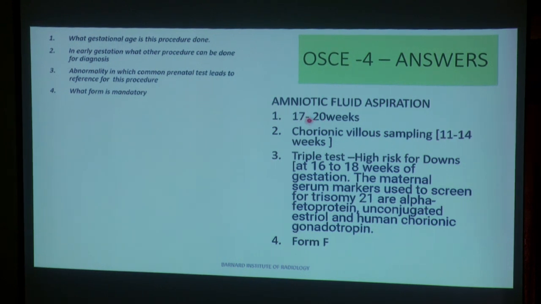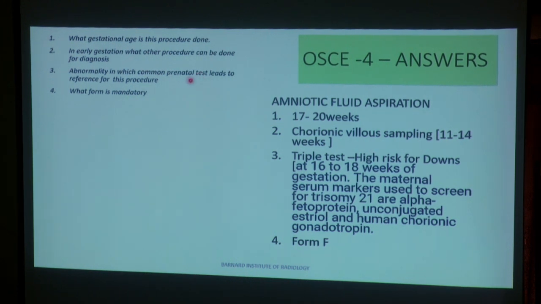Otherwise, for diagnostic, you do it only after 16 weeks because the amount of fluid needed for aspiration will be there only after 16 weeks. So if you want to do the diagnosis before 16 weeks, there is chorionic villus sampling. So in early gestation, what other procedure can be done? Chorionic villus sampling can be done in 11 to 14 weeks.